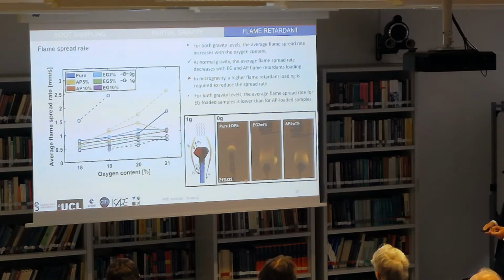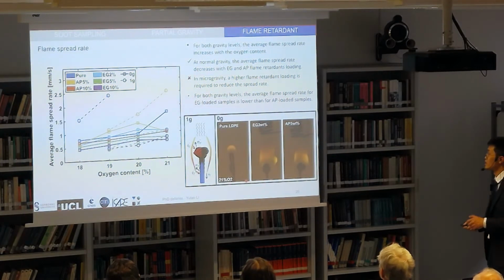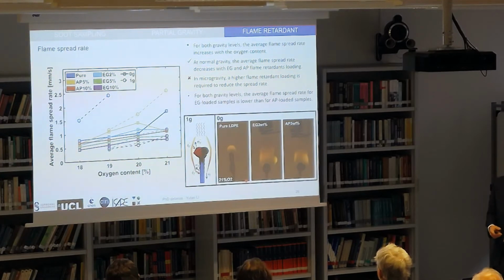The last point is, for both gravity levels, the average flame spread rate for the EG loaded sample is lower than for the AP loaded samples. And this result needs a further experiment to explicitly understand the reason behind.